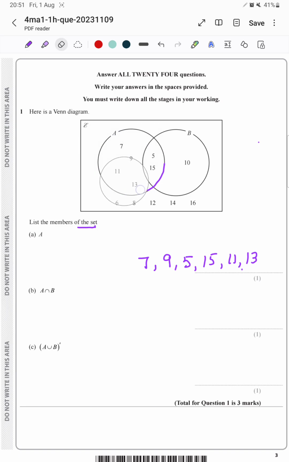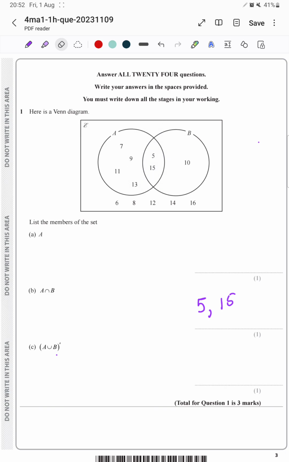Now when we talk about A intersection B, what does it mean? The elements which belong to A and B both. So there are two elements, 5 and 15. Next question is A union B complement.